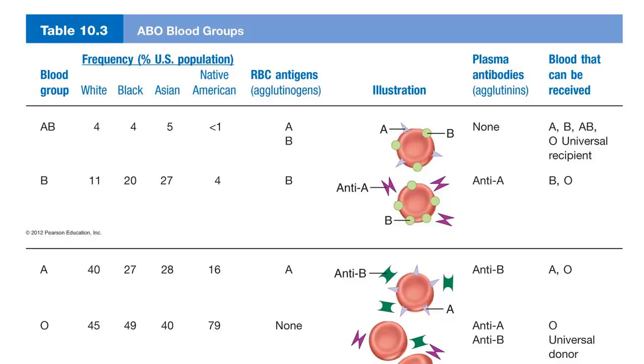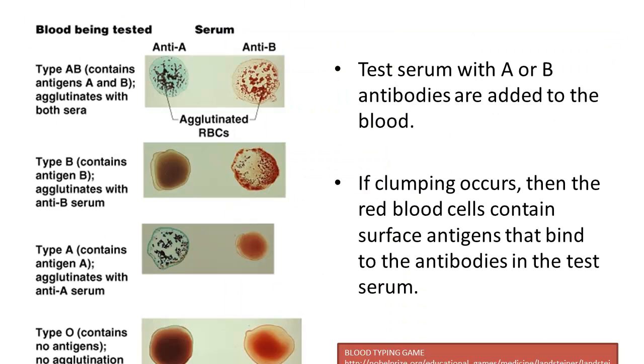So this is just a slide that describes how we type blood. If you don't know what your blood type is, what you'll do is put a drop of blood on a slide, and then add a little bottle of antibody A and antibody B. If it clumps when you add A antibody, you know that you are A blood type. If it also clumped when you added B antibody, you know you have B antigen on your red blood cells as well, so you're probably AB blood.